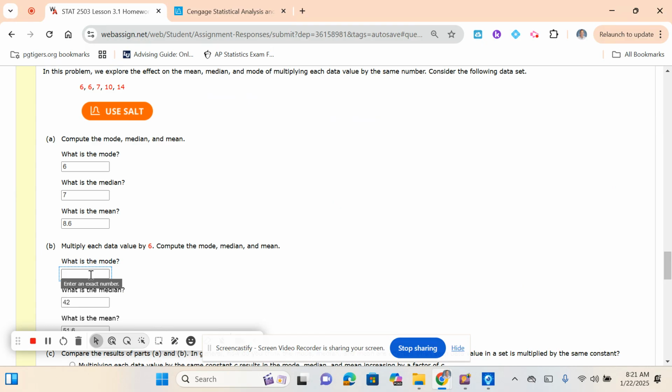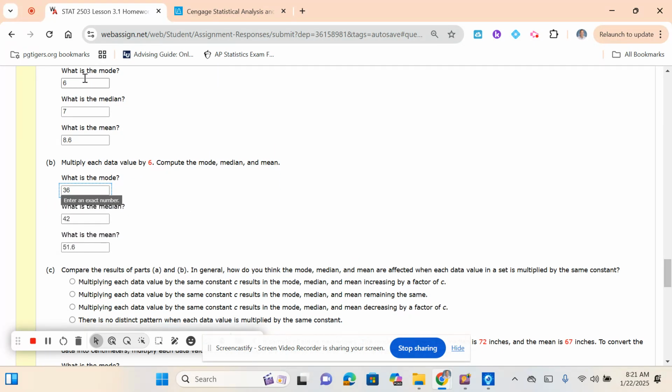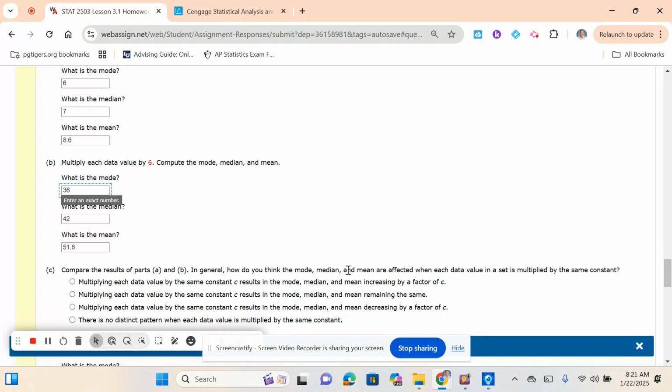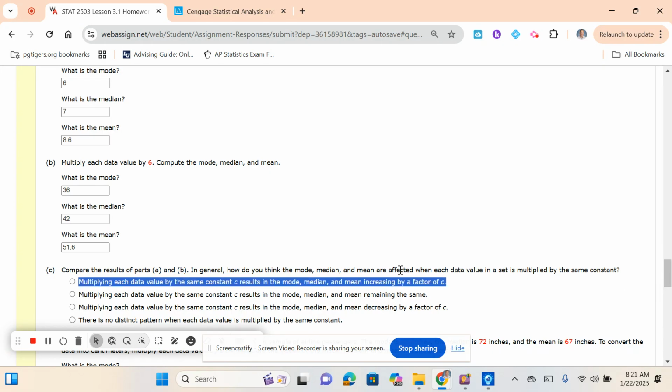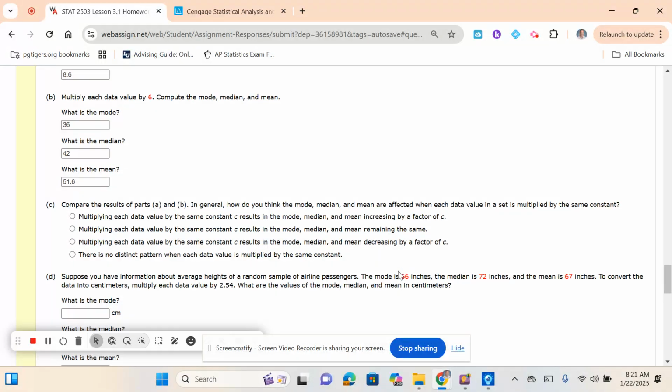So what happened here? It's what you would have guessed. If you multiply these values by 6, you would get the new set of values, because each of these multiplied by 6 gives you these. So how do you think the mode, median, and mean will compare when you multiply by the same constant? Okay, so it's going to increase by a factor of C.